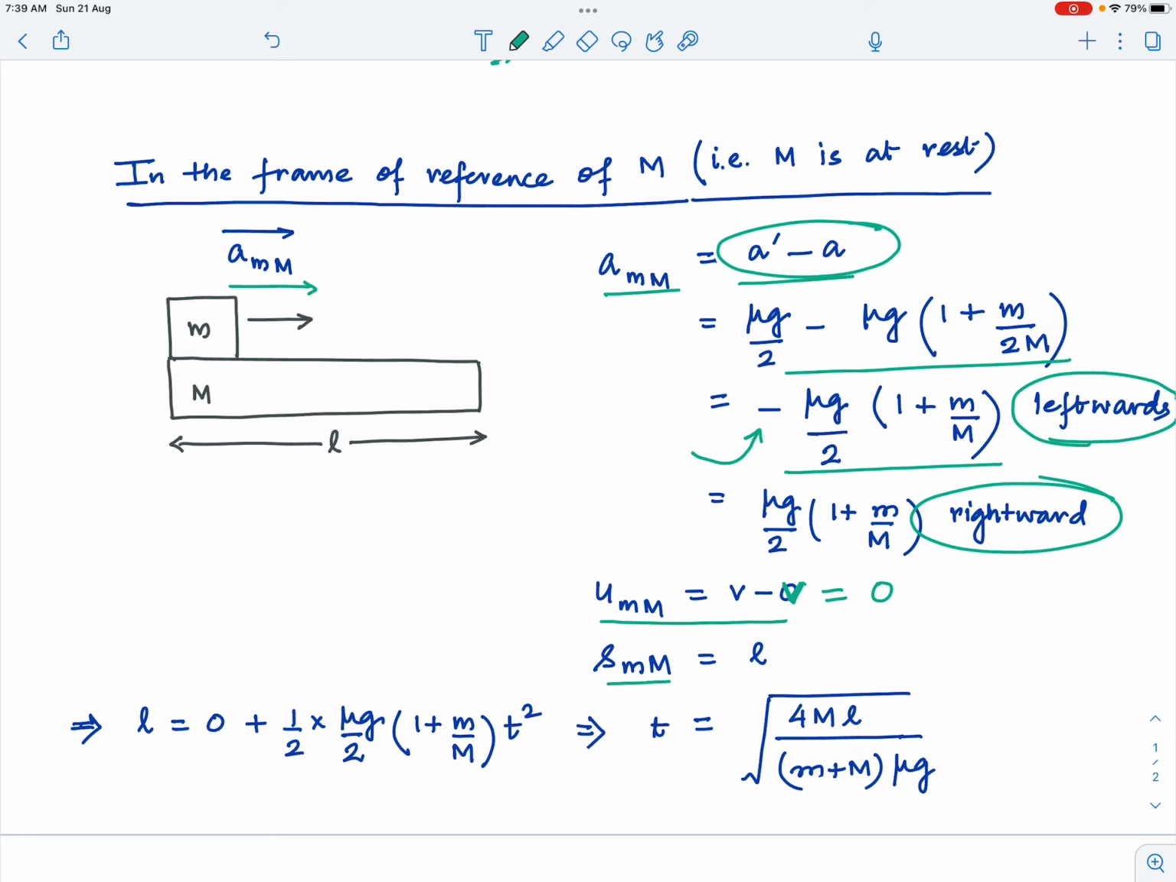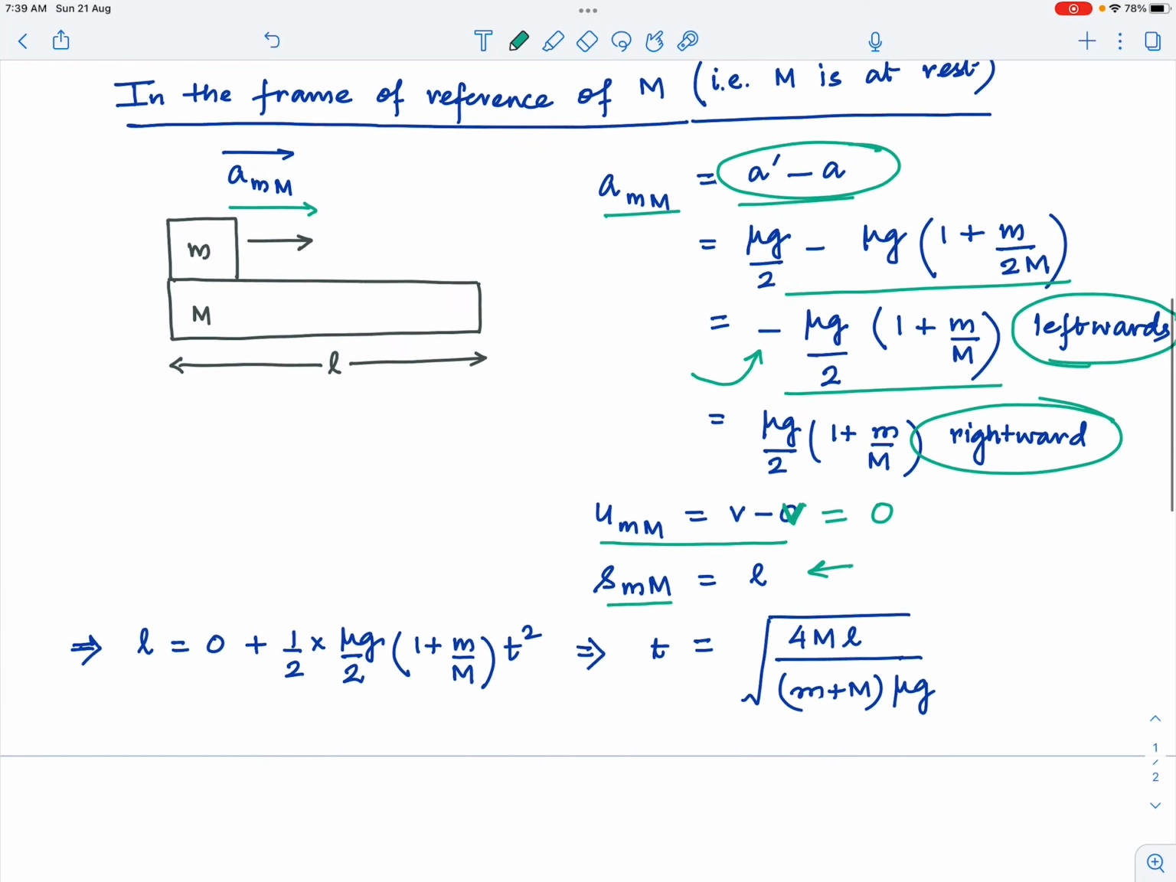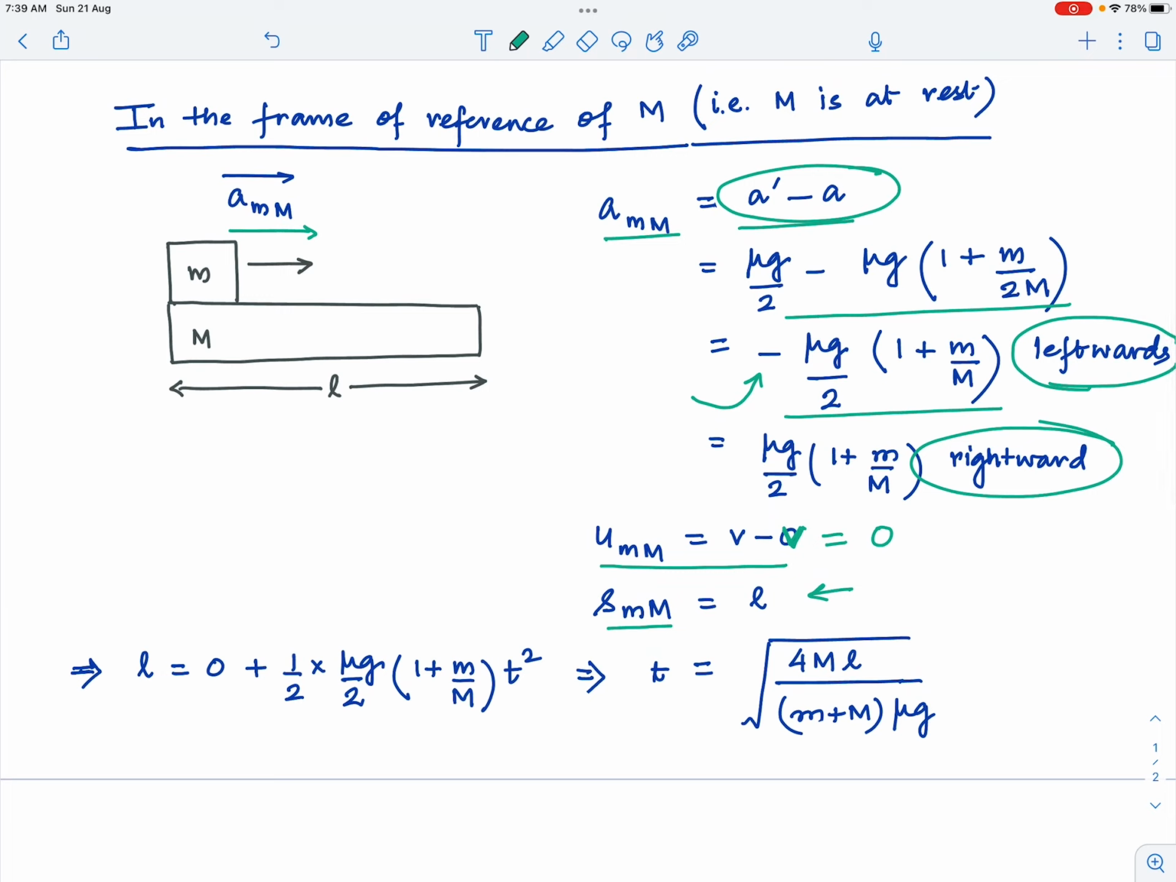And the displacement that small m is supposed to have with respect to capital M is L, the length of the block. This is the displacement that we want small m to have, and we want to find out the time corresponding to that. So, this displacement is L. Because now we are considering capital M to be at rest, we can just use all these values in the equation of motion. The second equation of motion, s is equal to ut plus half at squared, in the frame of capital M, and find out the value of t.